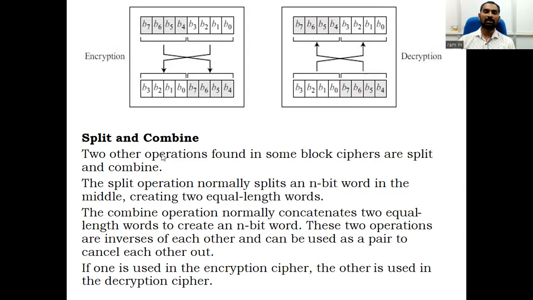Split and combine are two other operations found in some block ciphers. The split operation normally splits an n-bit word in the middle, creating two equal length words. The combine operation normally concatenates two equal length words to create an n-bit word. These two operations are inverses of each other and can be used as a pair to cancel each other out. If one is used in the encryption cipher, the other is used in the decryption. So we can say these two operations are also invertible.